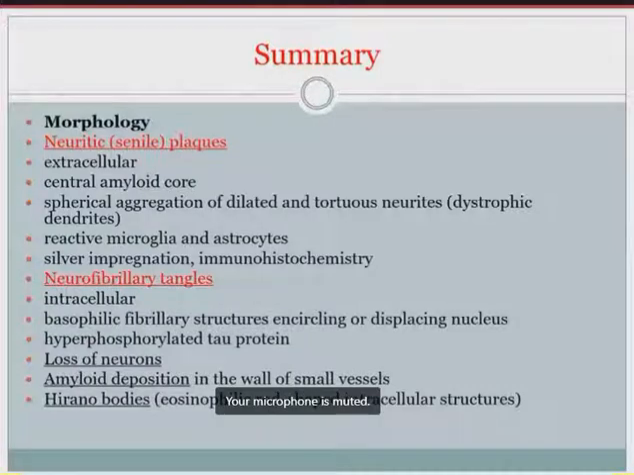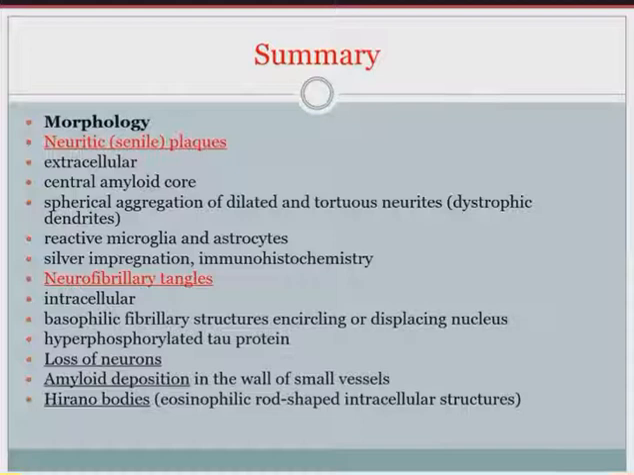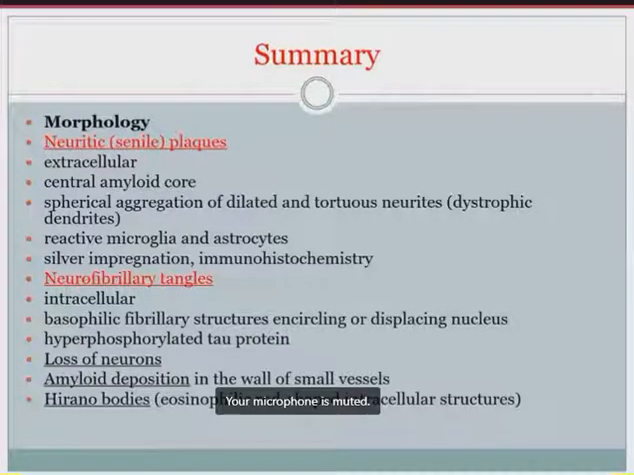The other thing, neurofibrillary tangles, is that they are usually intracellular. These are basophilic fibrillary structures. They can encircle or displace the nucleus. Actually, these are phosphorylated proteins. Patients with Alzheimer's disease may also have loss of neurons and amyloid deposits in the walls of small vessels. Patients may also have Hirano bodies, which are eosinophilic rod-shaped intracellular structures. So this is all for today.